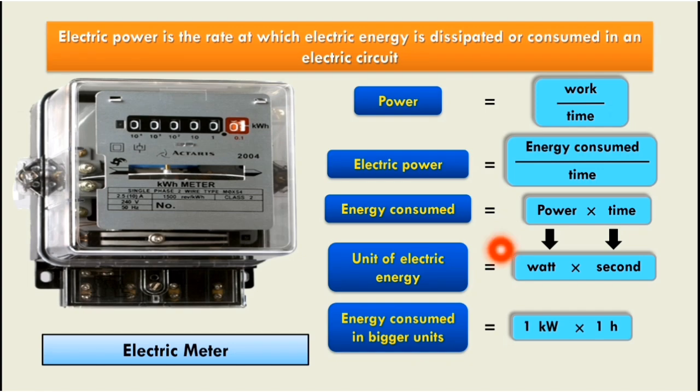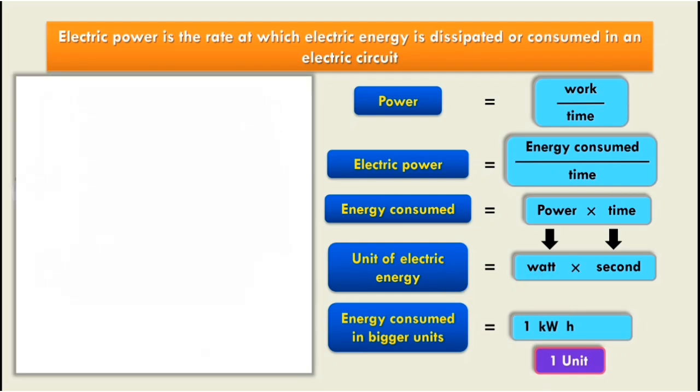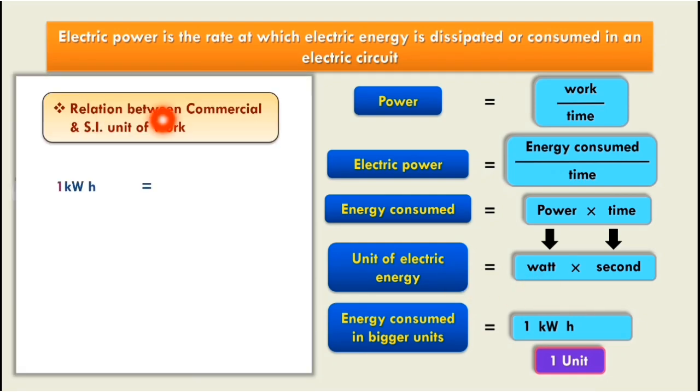So actually the unit watt second is very small, therefore in actual practice, which we practically use in daily life, we use much bigger units and it is kilowatt hour. Okay, so a kilowatt hour is 1 unit. Now see here, relation between commercial and SI unit of work.